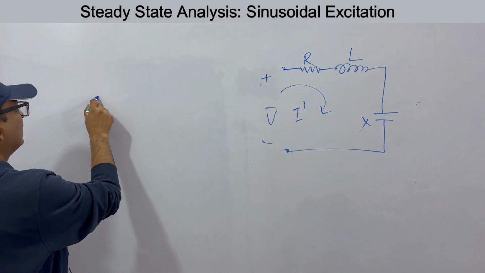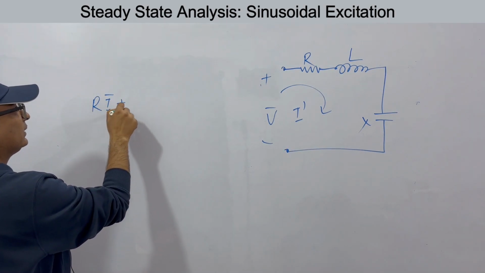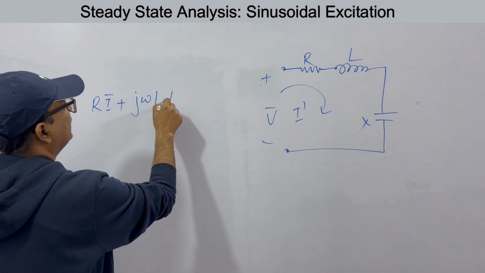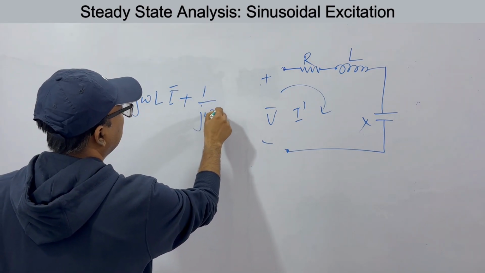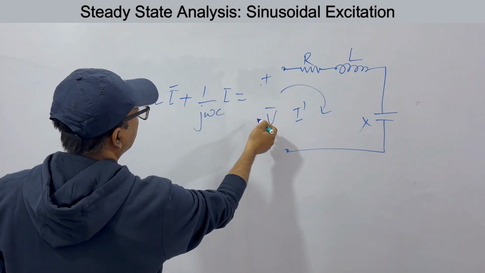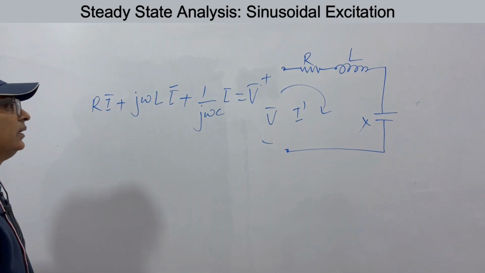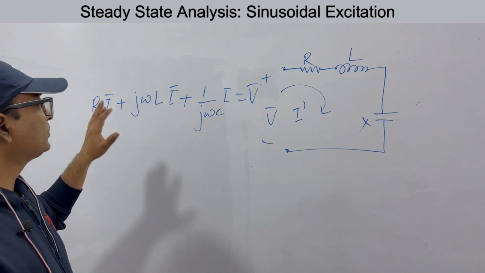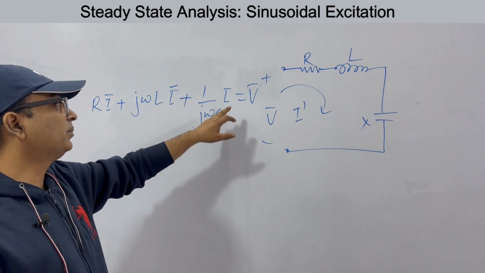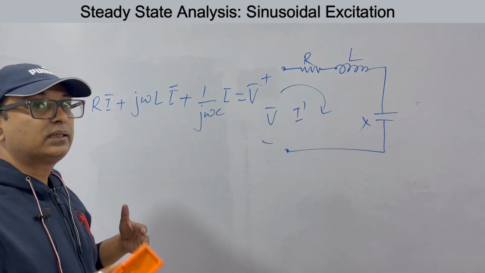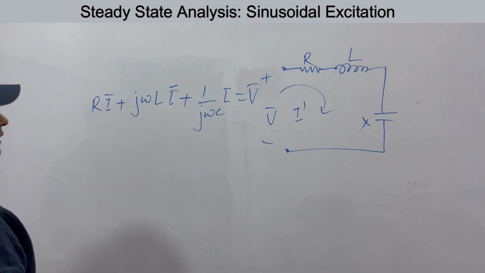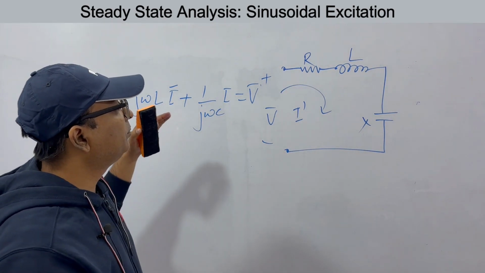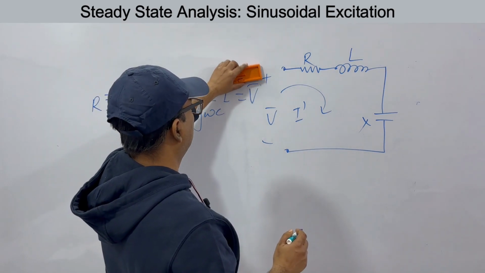We write R into I plus j omega L into I plus 1 by j omega C into I is equal to V. Clear? Frequency representation: R, j omega L, 1 by j omega C, V. Now we are trying to solve steady state analysis problems. Clear?